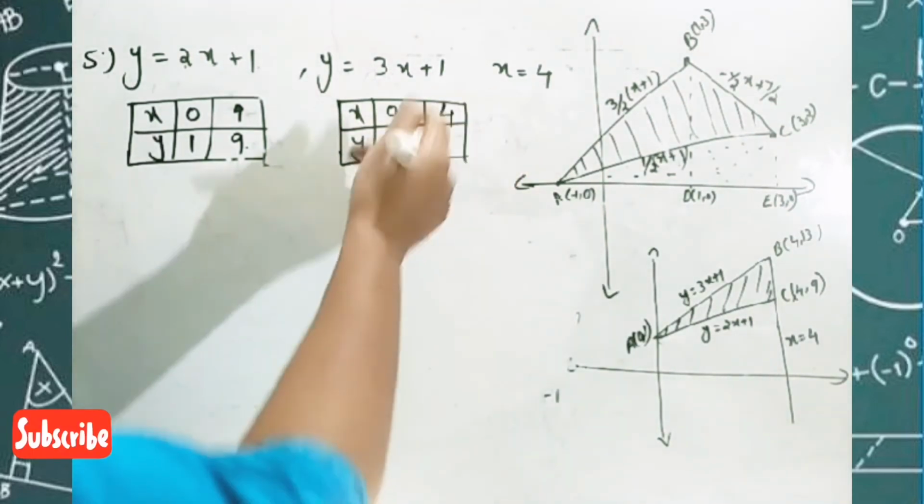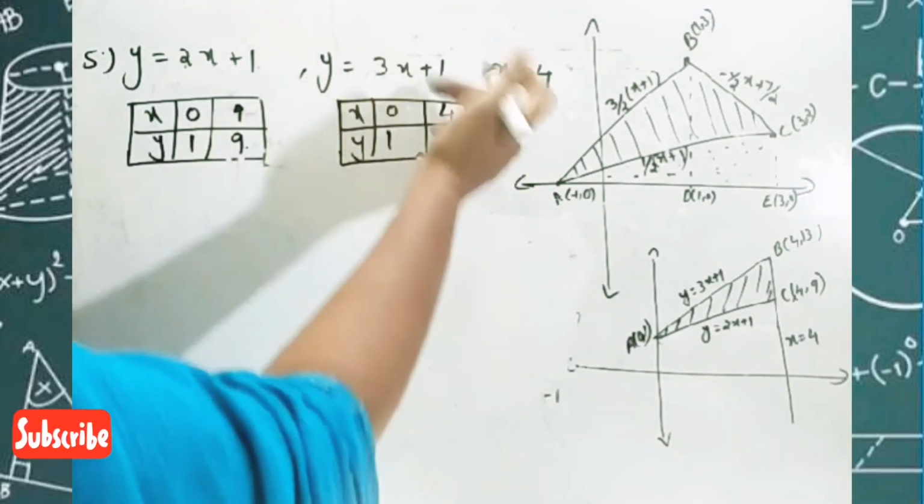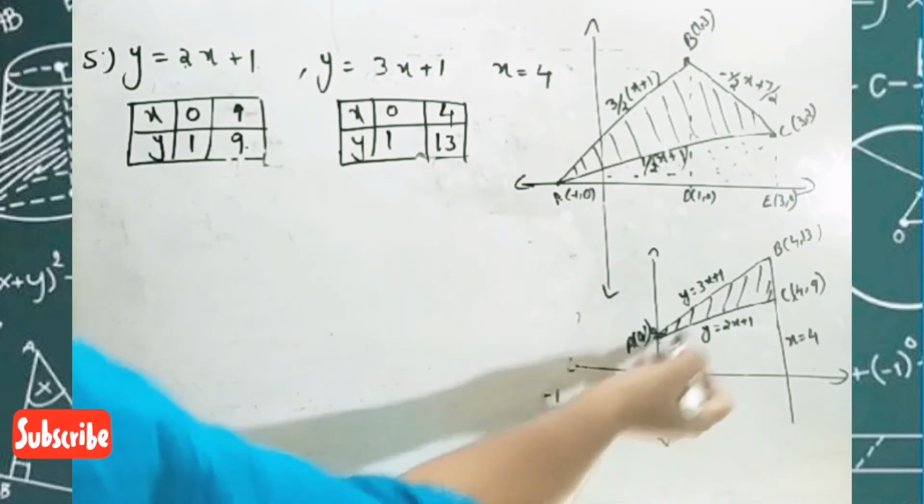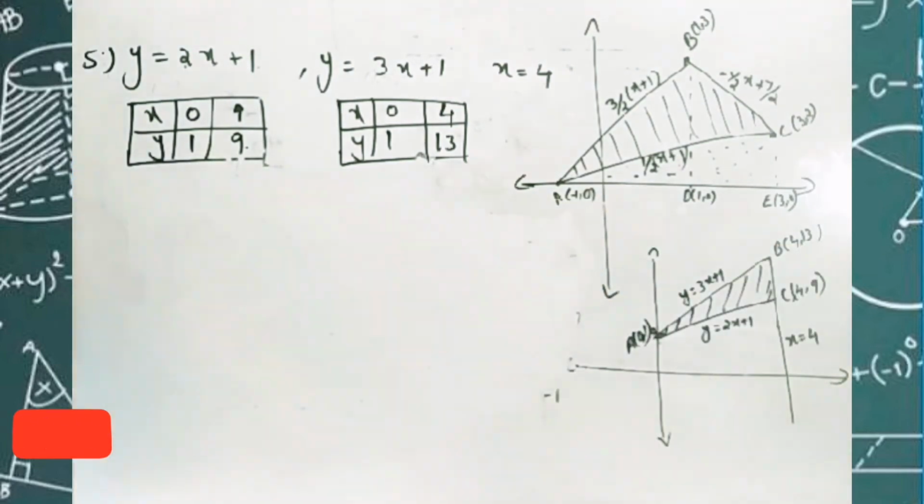If x is equal to 4, 4 into 3 is 12, 12 plus 1 is 13. And x is equal to 4 is a line which is parallel to the y axis and passes through the point 4. Now just look at the figure. This is the figure: (0, 1), (4, 13), (4, 9).